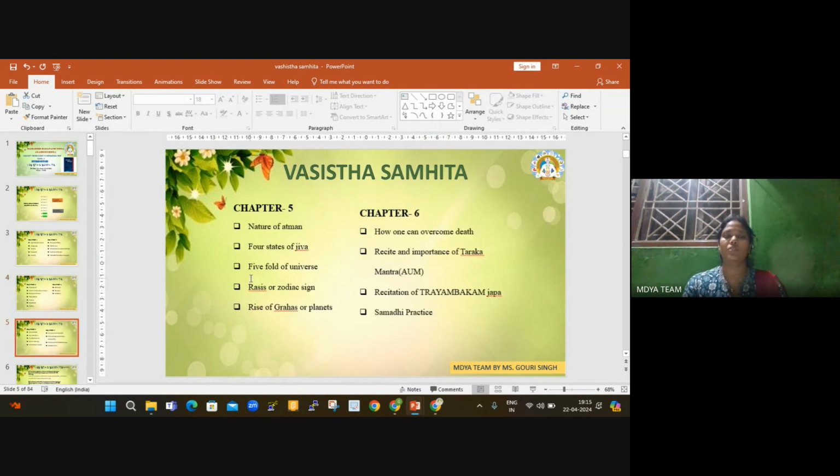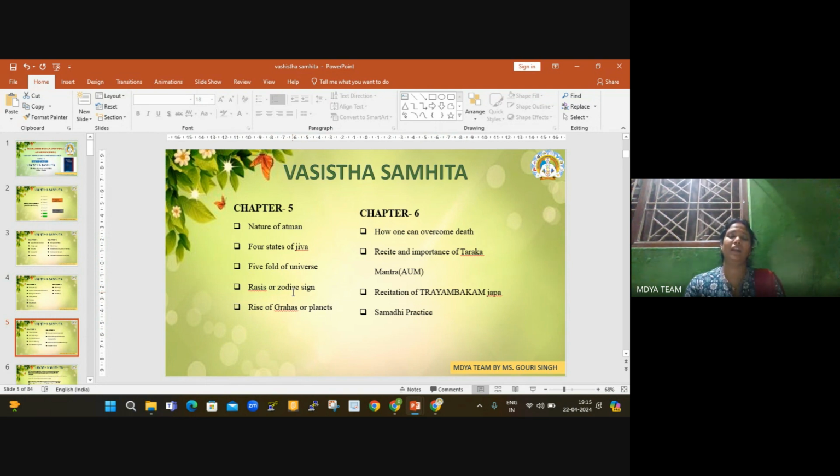But in this chapter 5, there is a discussion about jnana, so that when knowledge arises, there should be a discussion about the Atman or the soul, and the nature of the Atman or soul. That is discussed in chapter 5, along with the 4 states of Jiva. The 5 folds of the universe are also here. And rashis, the zodiac, and the different ranges of grahas or planets are there.